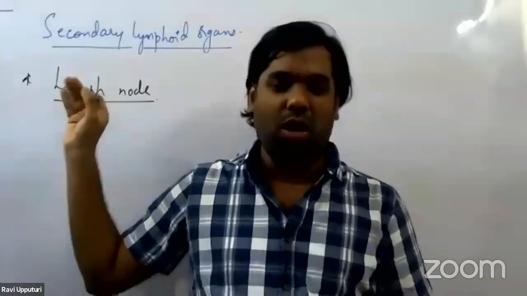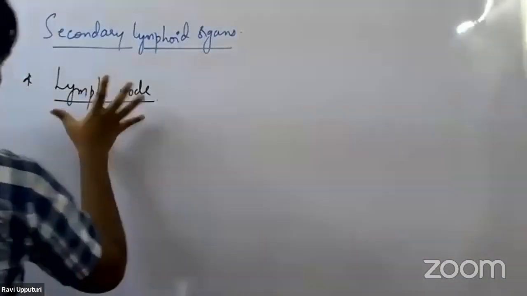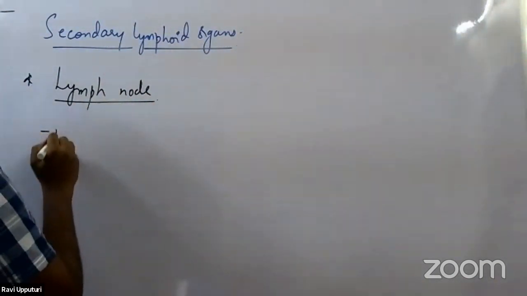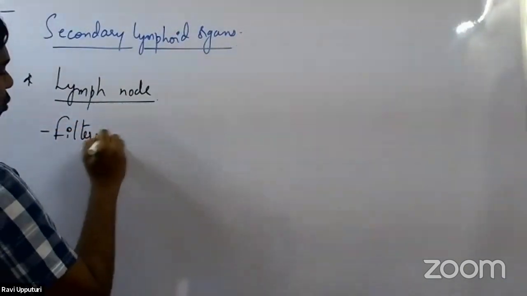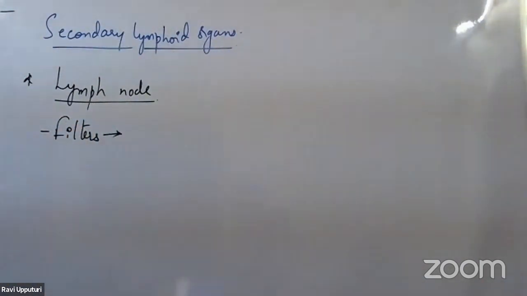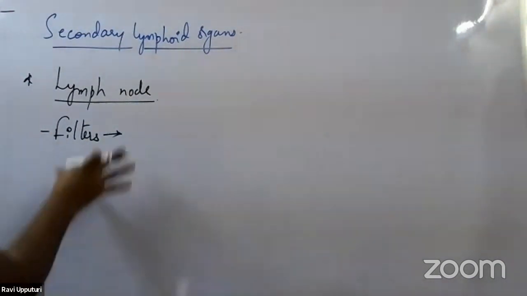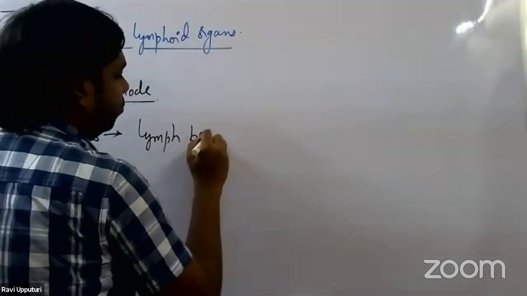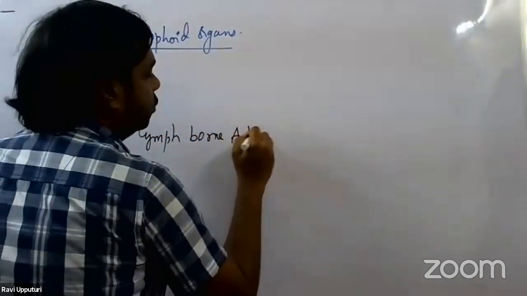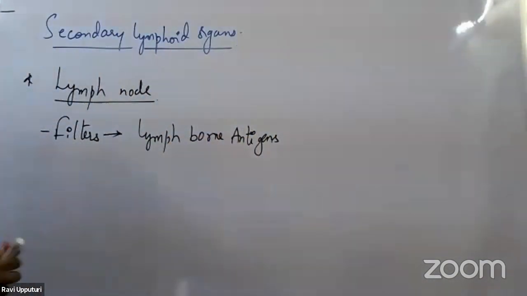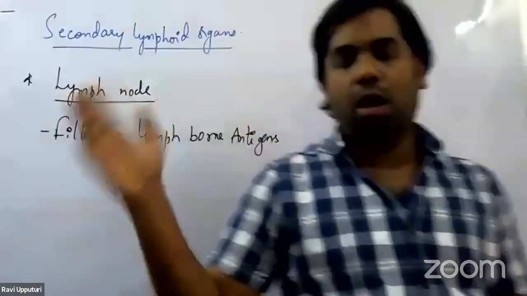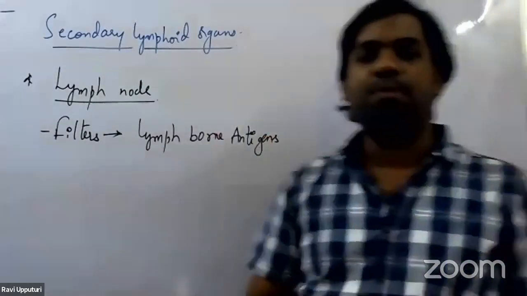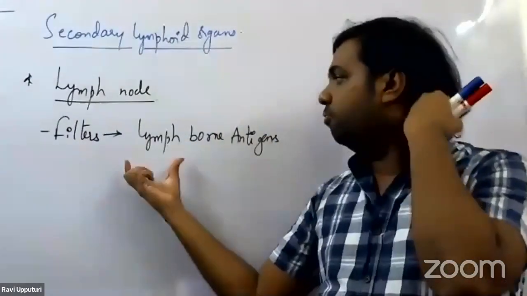Now, what is the major role of the lymph node? These lymph nodes also function very much like the spleen. So lymph nodes are also considered as filters. Filters of what? Filters of lymph-borne antigens. So the spleen, we said, is considered as the filter of what? Blood-borne antigens. Whereas in the case of the lymph node, they act as filters of lymph-borne antigens.